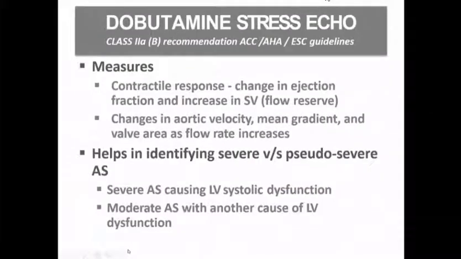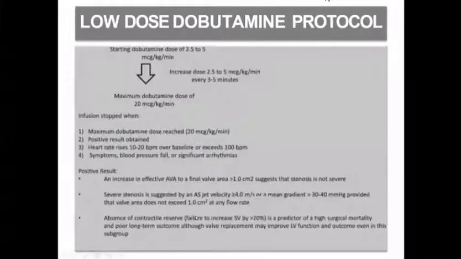So how to differentiate? The most recommended way is the dobutamine stress test. How to measure this? The contractile response, the change in ejection fraction and the increase in stroke volume, that is the flow reserve, and the change in velocity, mean gradient and valve area as the flow increases. It helps in identifying severe versus pseudo severe AS, because once severe AS is there, you need to go for either valve replacement or TAVI. Pseudo severe is moderate AS with another cause for the LV dysfunction.